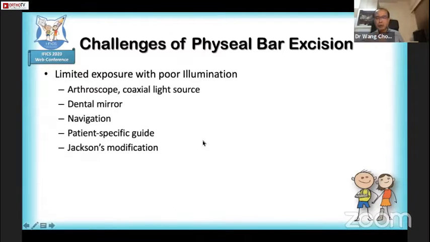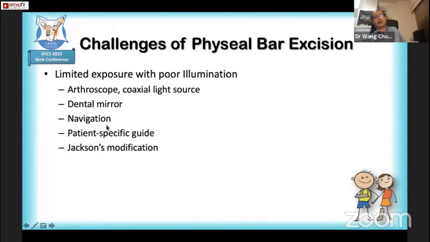Well, having to remove the whole physeal bar with minimal damage to the surrounding soft tissue is actually quite challenging and demanding. This is largely due to the fact that the exposure is very limited with poor illumination. So nowadays people will try to use an arthroscope with the inherent light source, or a headlight with a coaxial light source that will improve the illumination. Dental mirrors and arthroscope help to improve the visualization for assessing whether the bone bar is excised completely.